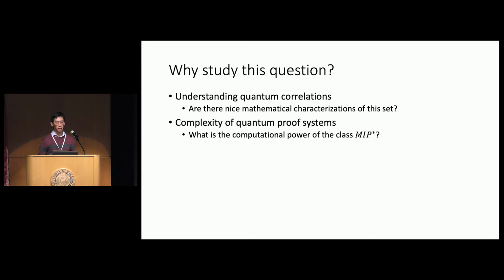From quantum complexity theory, we'd like to understand this question because it's very closely related, and in fact directly related, to this question of the computational power of the class MIP star, which is the class of all problems that you can solve using multi-prover interactive proofs where the provers share quantum entanglement.